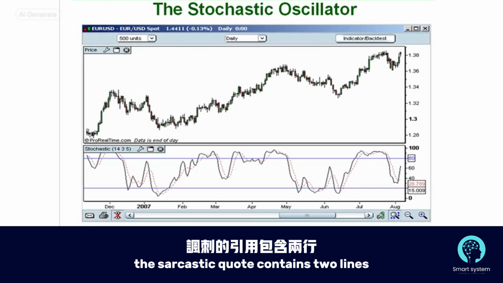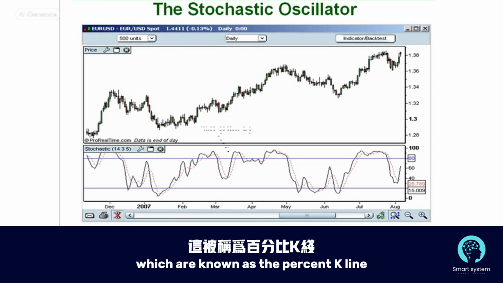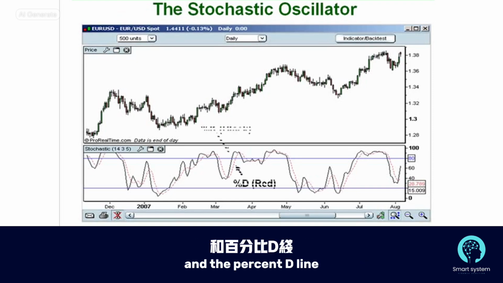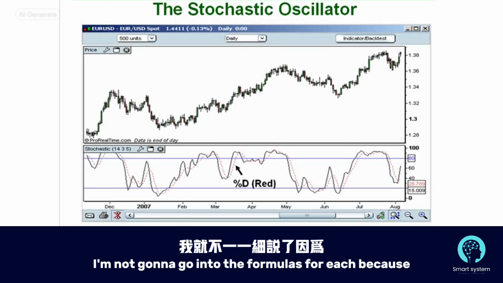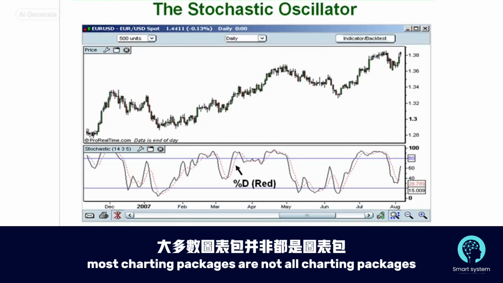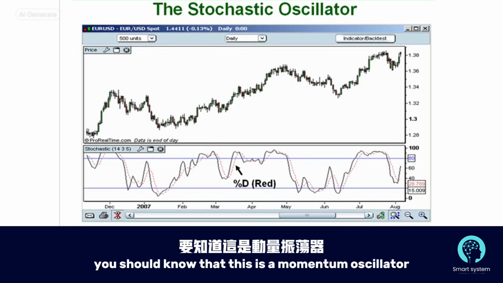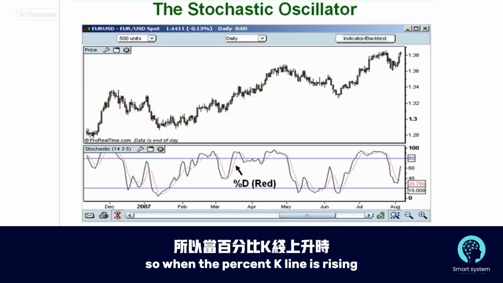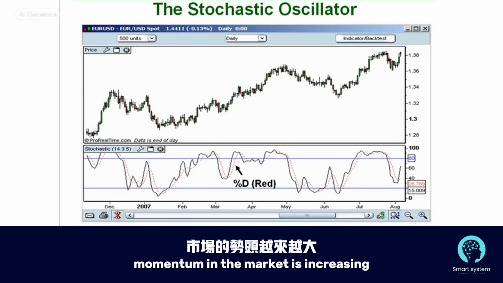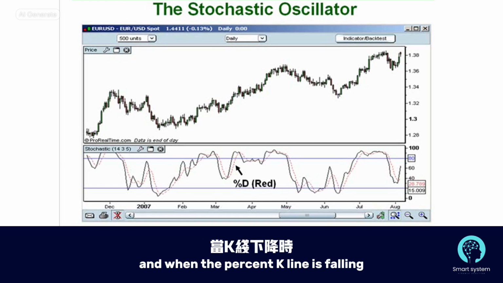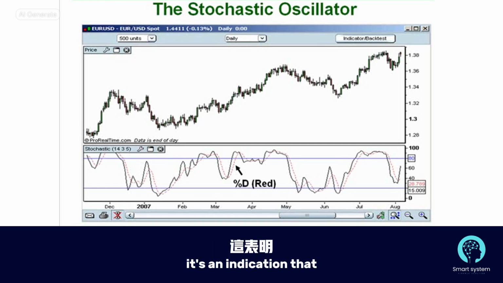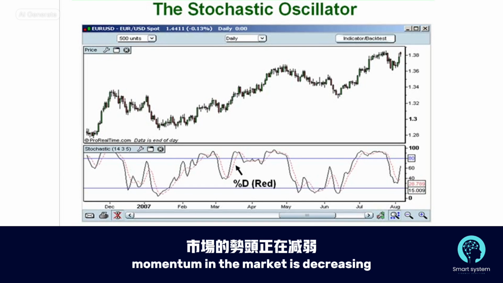The stochastic contains two lines, which are known as the %K line and the %D line. I'm not going to go into the formulas for each because the charting packages that you'll use will calculate these lines for you. However, you should know that this is a momentum oscillator. So when the %K line is rising, that is an indication that momentum in the market is increasing. And when the %K line is falling, it's an indication that momentum in the market is decreasing.